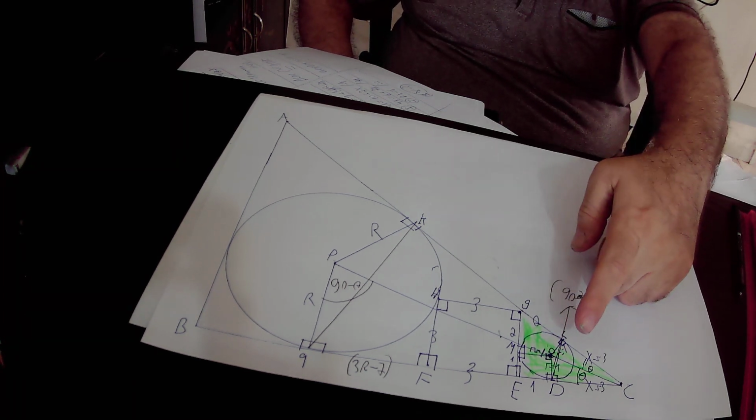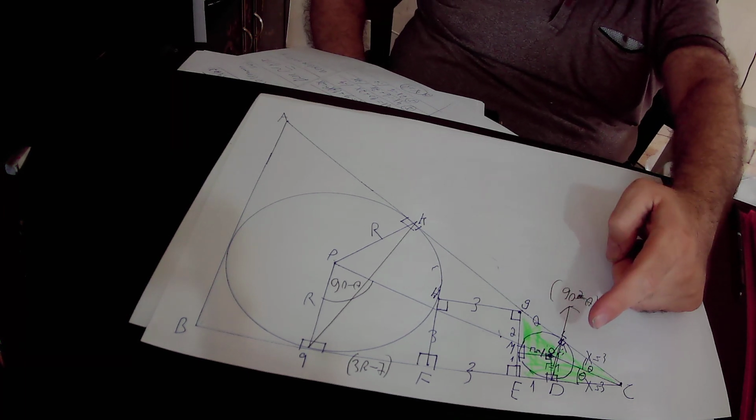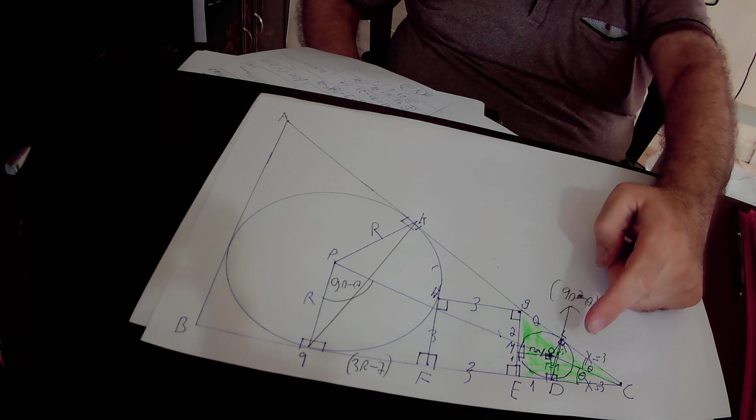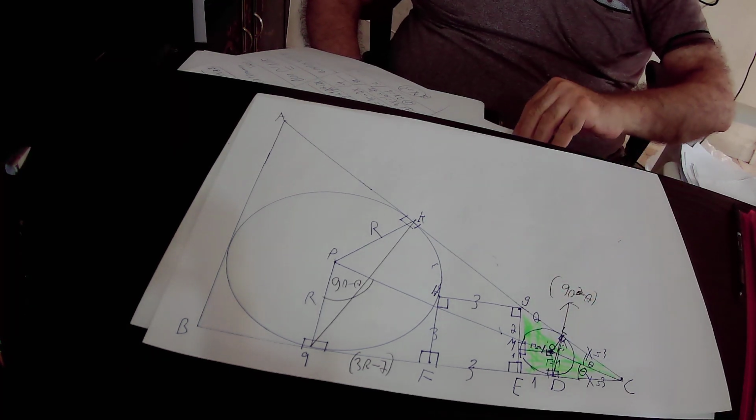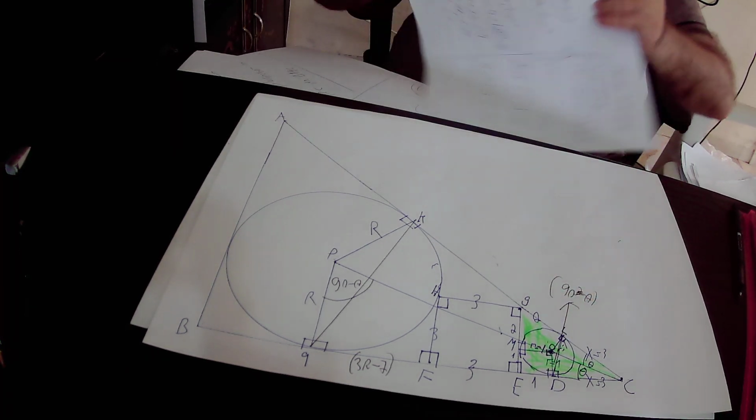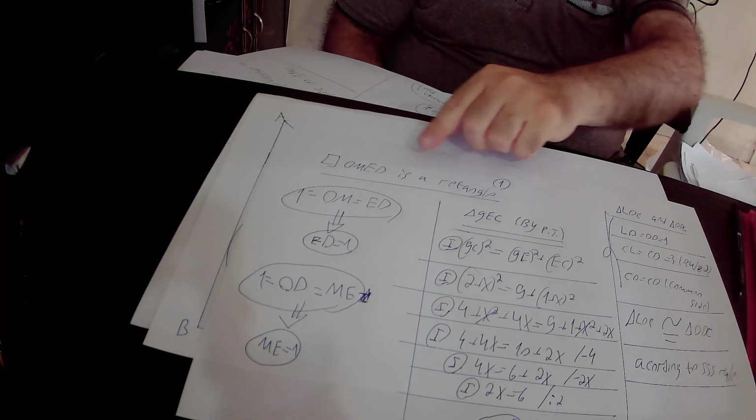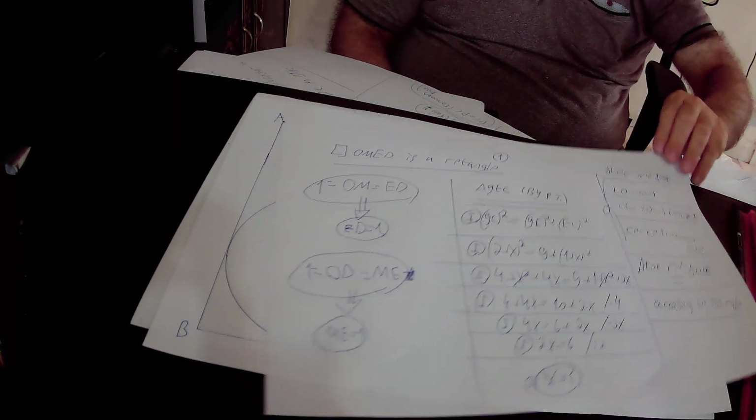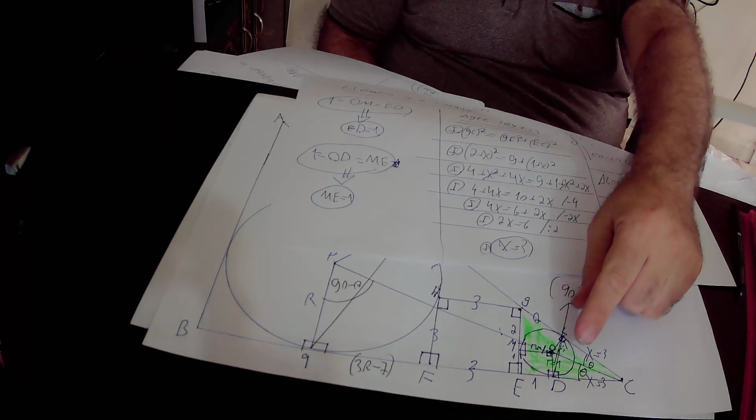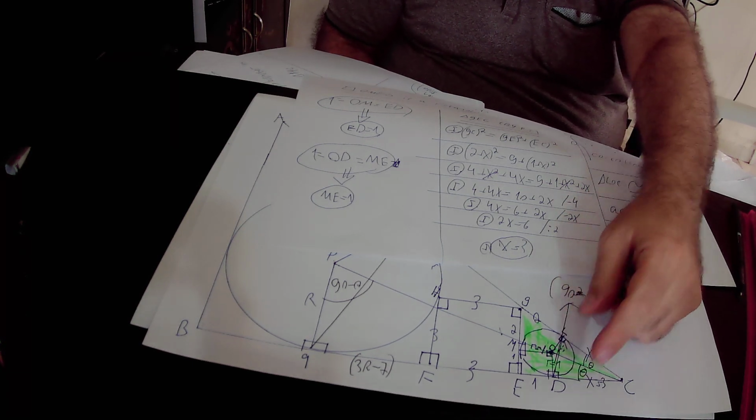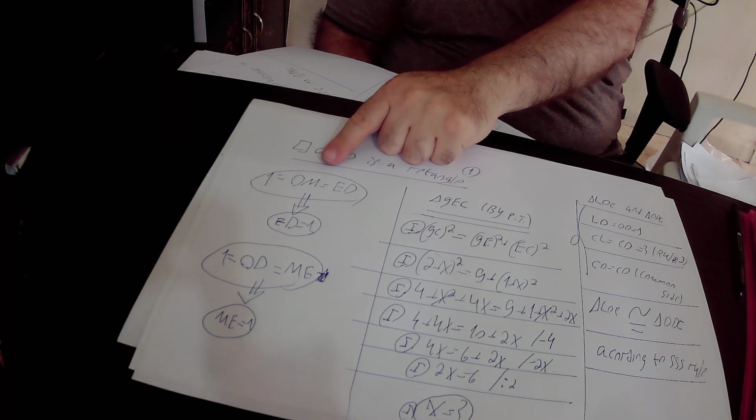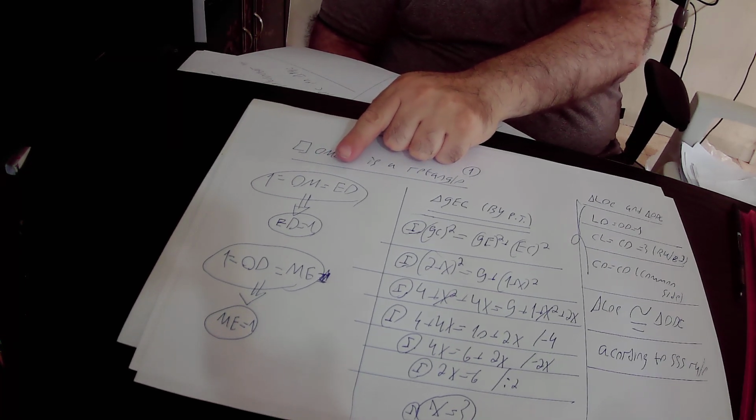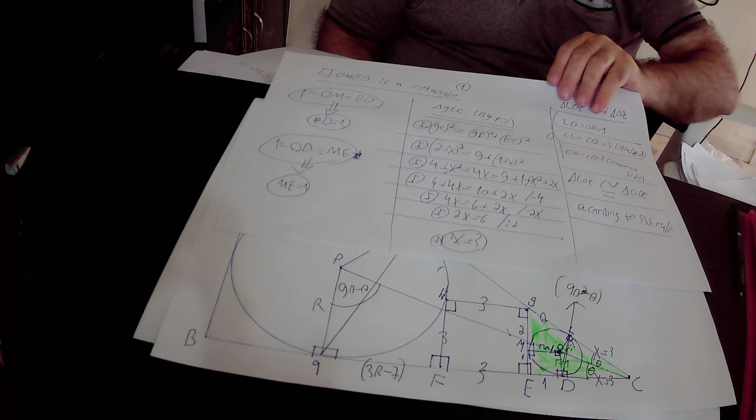And we know that the opposite sides of a rectangle are equal to each other. That is to say, OM equals ED. But we know that OM equals 1 unit. It is the radius of the small circle. So we can write here that OM equals 1, and from this equation, 1 equals OM equals ED, we derive that ED is also equal to 1 unit.